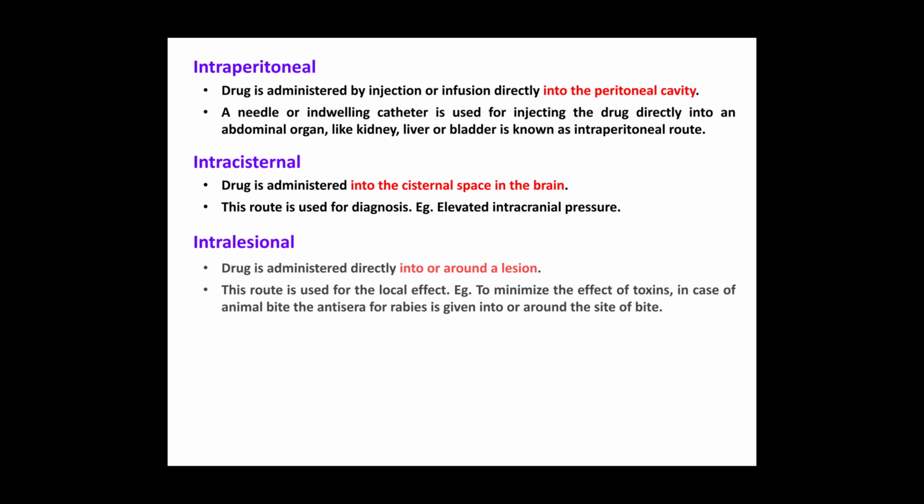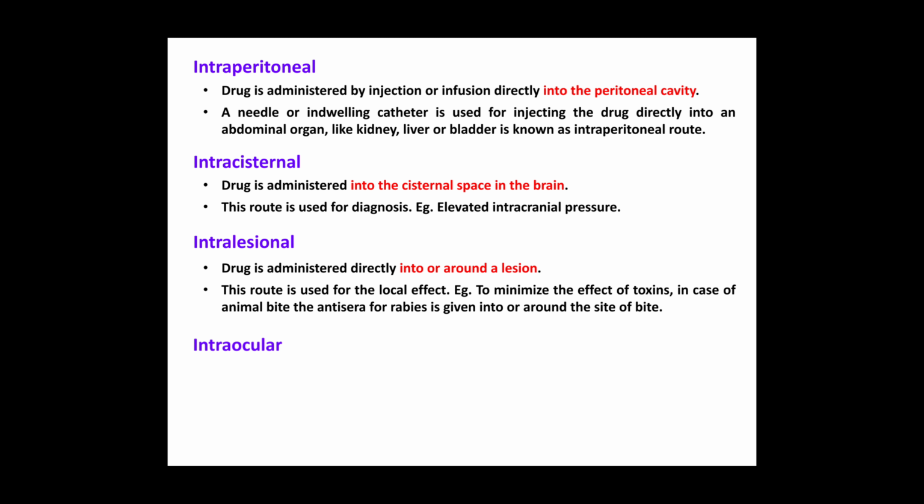Intralesional route. In intralesional route, drug is administered directly into or around a lesion. This route is used for the local effect. For example, to minimize the effect of toxin in case of animal bite, the antisera for rabies is given into or around the site of bite.